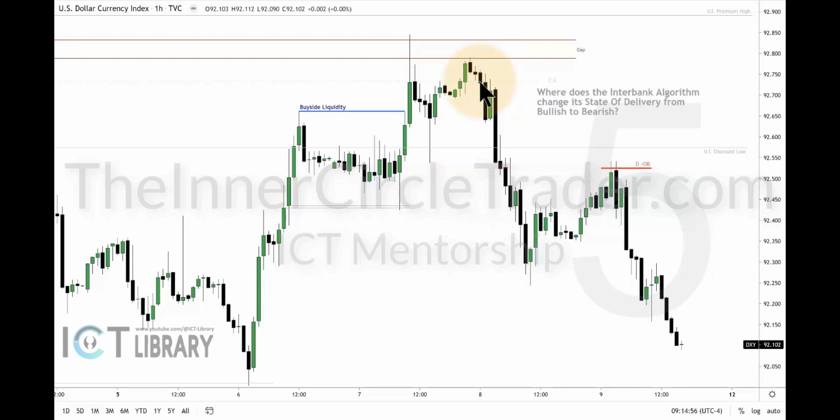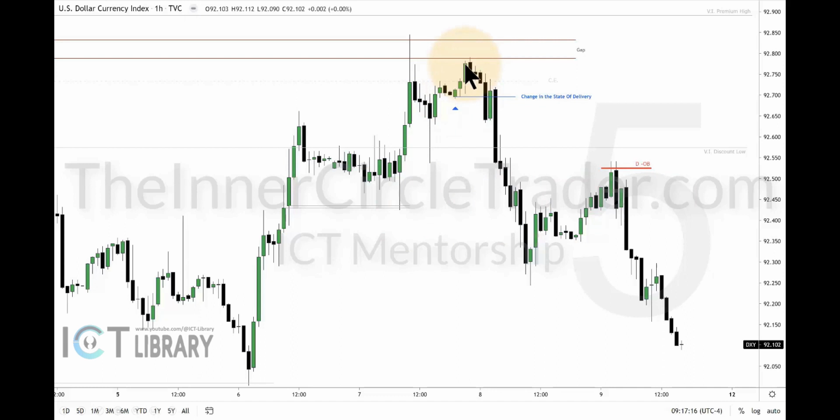The question is where does the interbank algorithm change its state of delivery from bullish to bearish? Yes, we've seen the break in the market structure there, but when does the algorithm actually change its state of delivery?